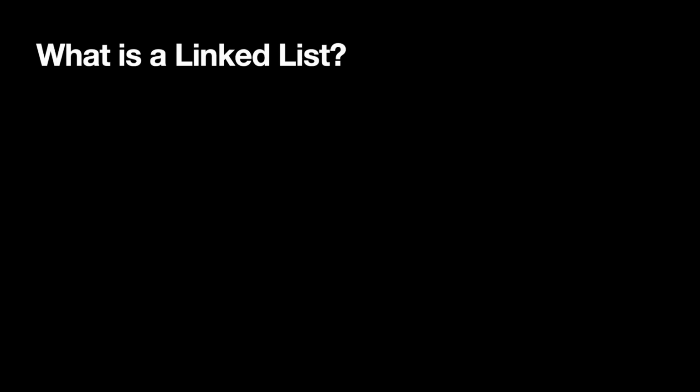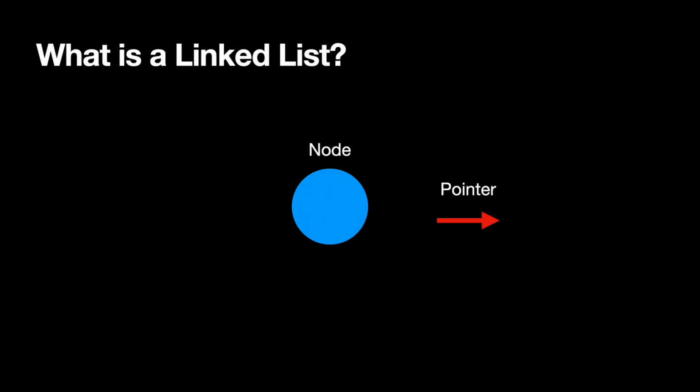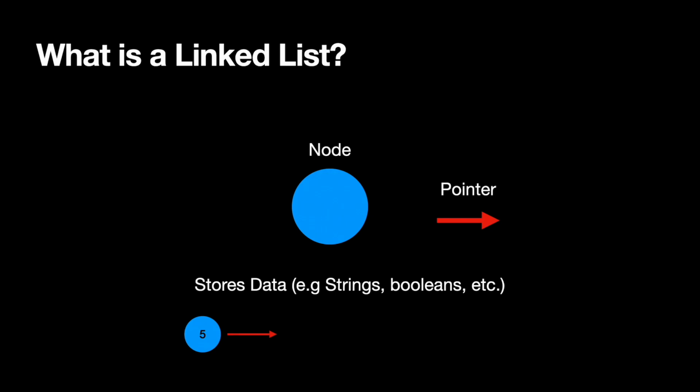Firstly, what is a linked list? A linked list is a series of nodes which have pointers or references to the next node in a linked list, and they have some sort of data. This is what a linked list would look like visually.